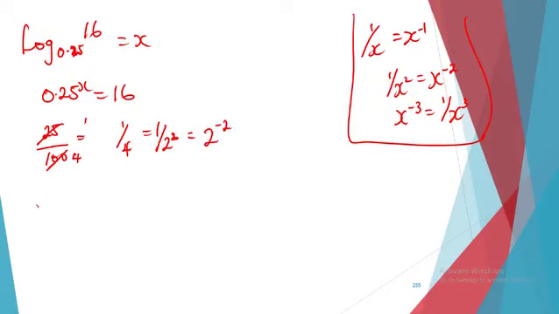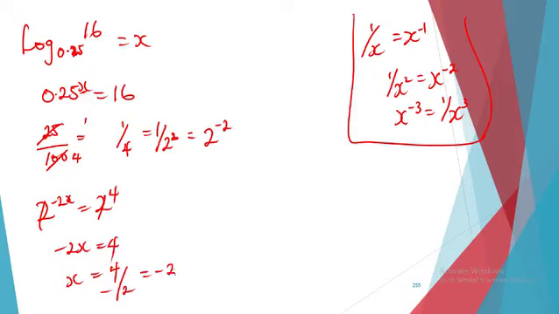So 2 raised to power minus 2x, because of this x here, is then equal to 2 raised to power 4, since 16 is 2 raised to power 4. Therefore this 2 will eliminate this 2. Minus 2x is equal to 4. x is equal to 4 divided by minus 2, which will give us minus 2. Do we understand? So these are the basics of logarithm. So let's quickly go over to the laws of logarithm.